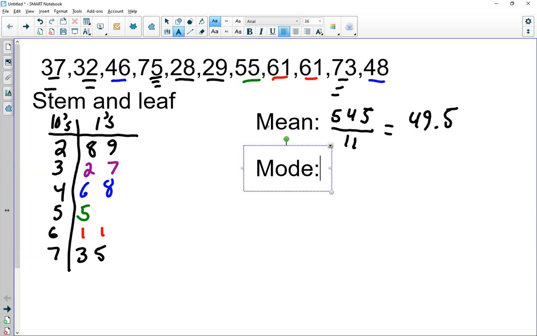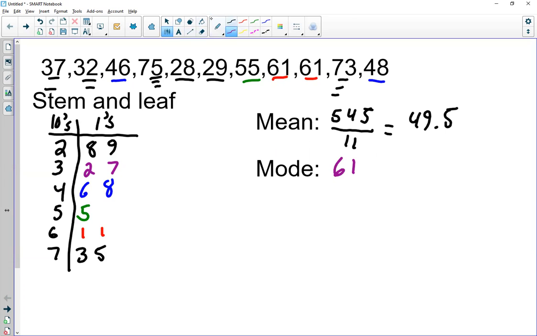Mode, we'll do that next. It's just what's the most common. If you have multiple that are most common, you would put both. In this case, it's just 61. Wait, what if you have none? None, then you'd say no mode. And if there are two, you write both? Yes. So that's mean, that's mode, and what did we get last?